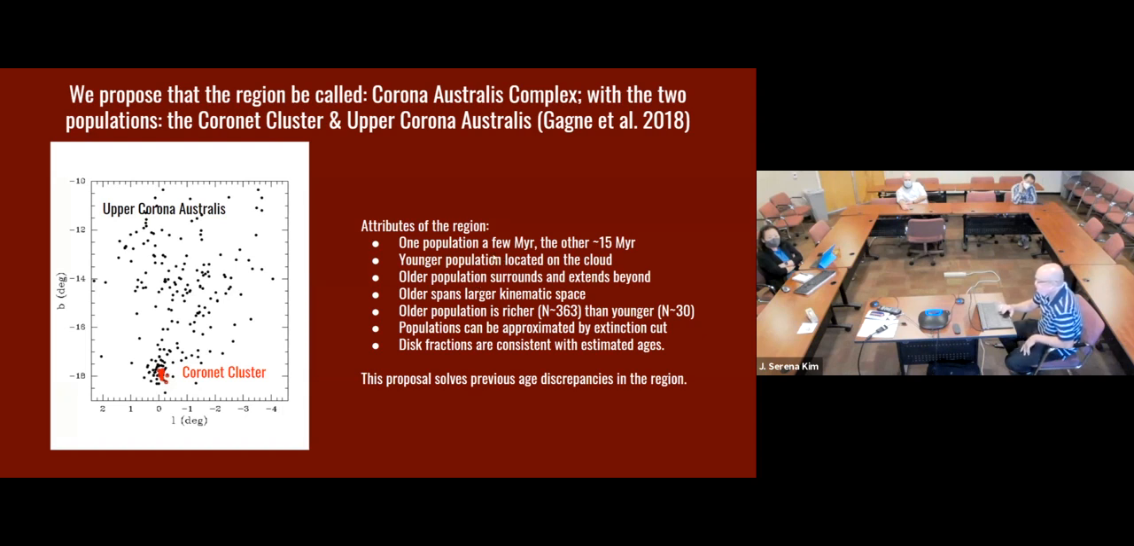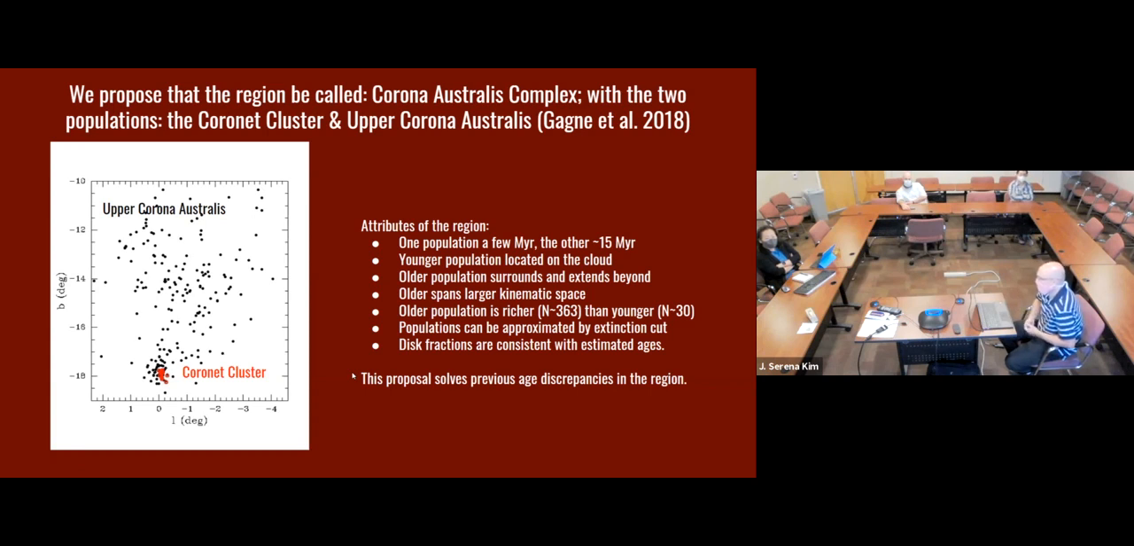So that's the attributes. Going through these point by point: we have one population that's a few megayears, the other's about 15. The younger population is located on and in the cloud. The older population surrounds and extends beyond it. The older population has a larger kinematic footprint in kinematic space. The older population is richer by an order of magnitude than the younger. You can approximate with an extinction cut. And so that's what we are doing with the age. Keep in mind, that's not perfect.